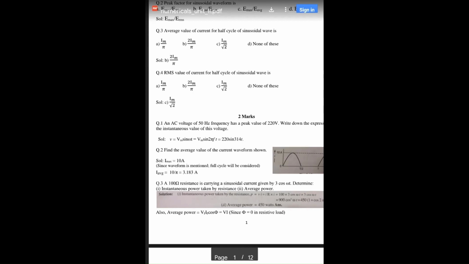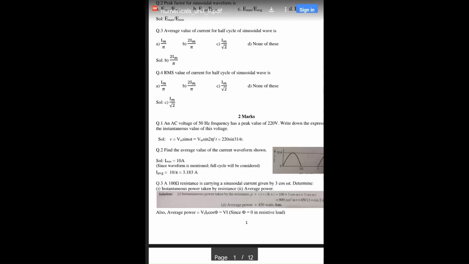Okay, next thing to be kept in mind is that here we are talking about the sinusoidal wave for current, but in actual practice it could be voltage or EMF. Also, we are here talking about the half cycle. If we are talking about the full cycle, you should mark 0, because the average value over the full cycle is 0. So you should be very much aware and notice what is being asked.